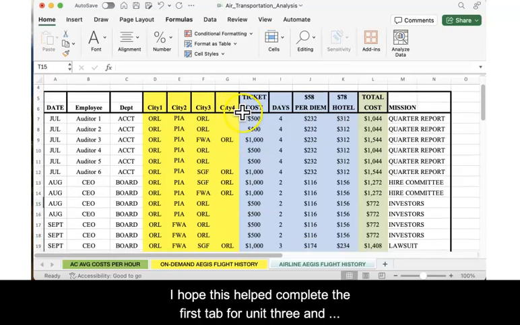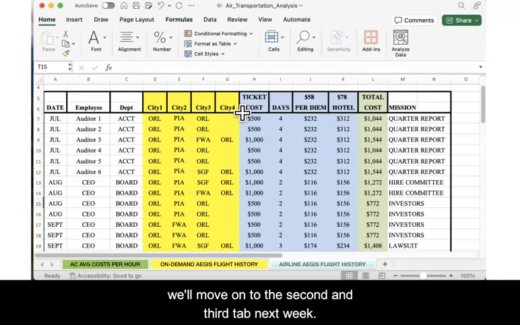I hope this helped. Complete the first tab for Unit 3, and we'll move on to the second and third tab next week.